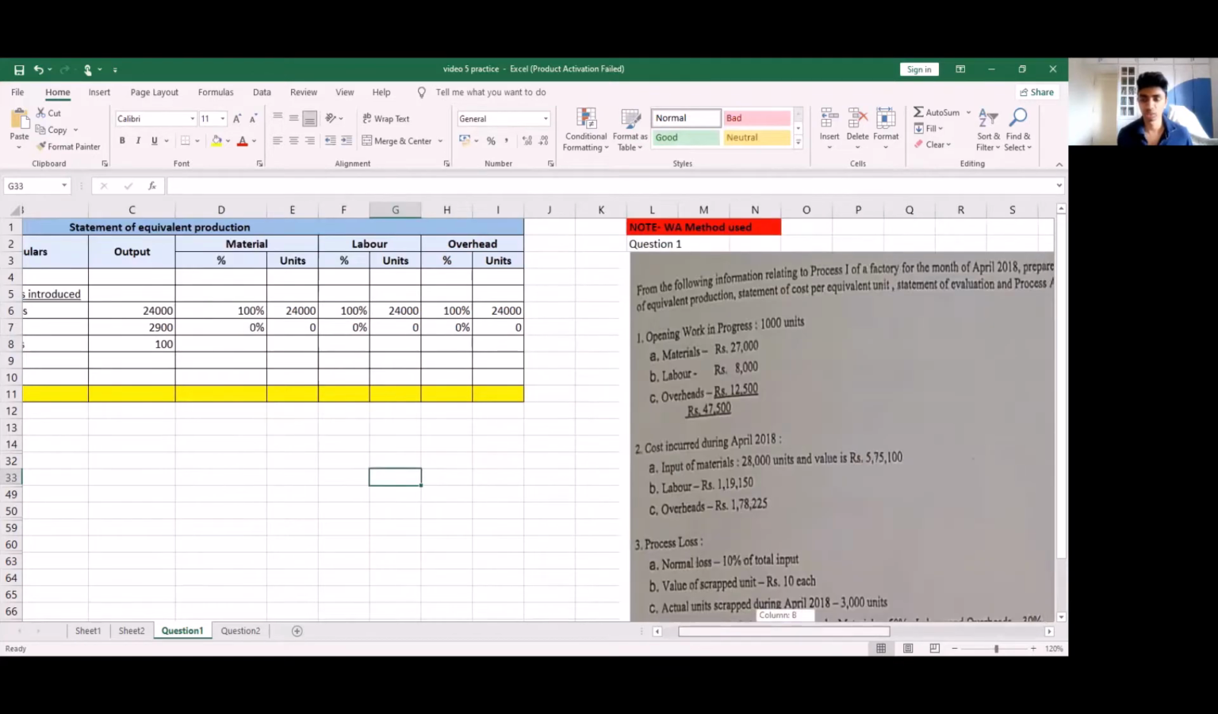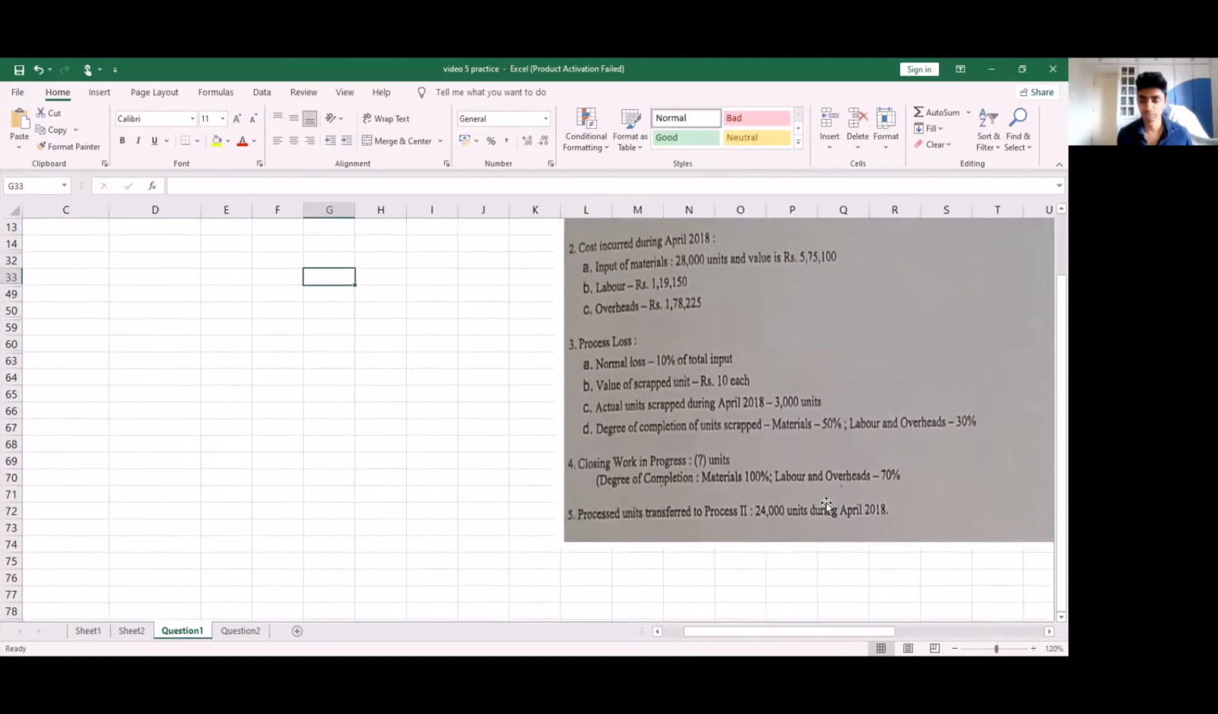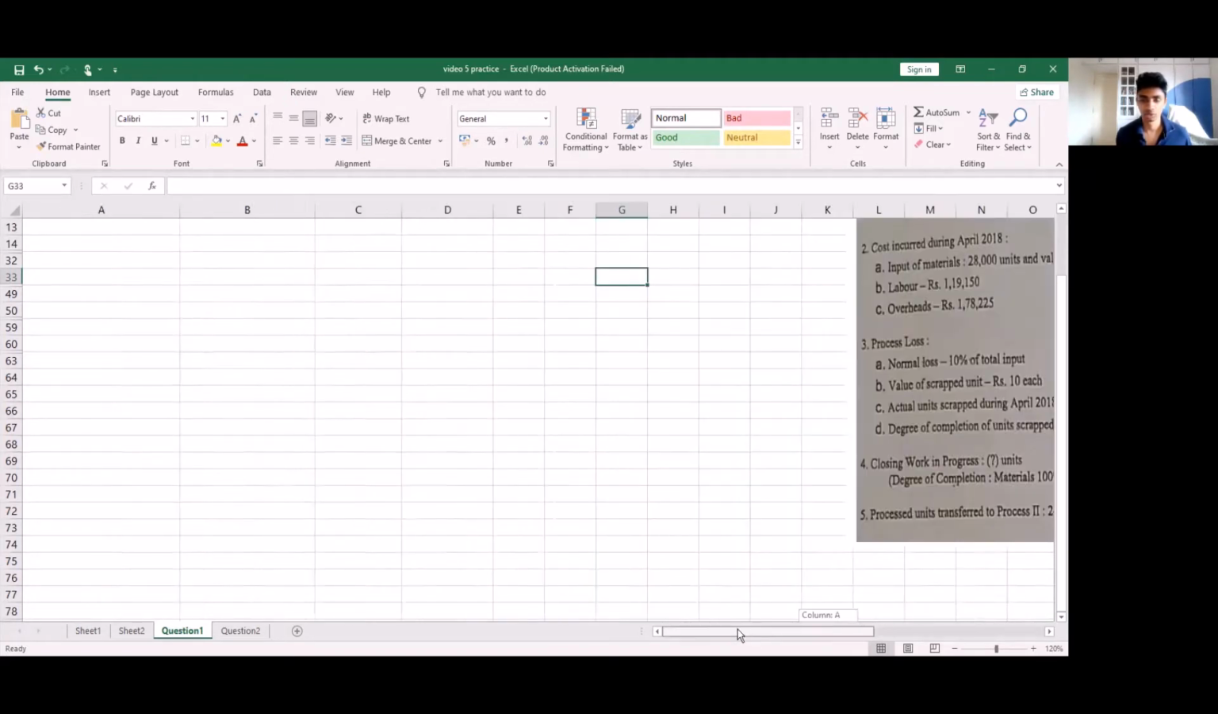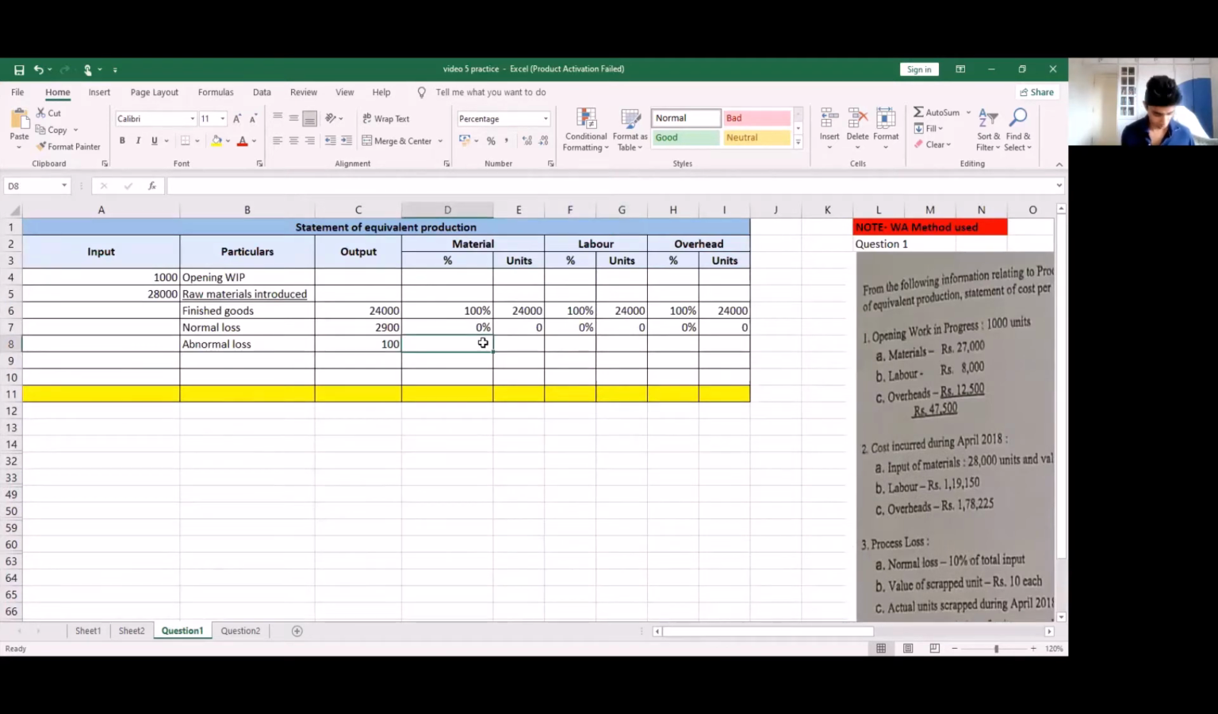Once this is done, let's see how much work is completed for our units scrapped. Materials 50%, labor and overheads 30%. So we write 50%, 30%, and 30%. So 50% of 100 is going to be 50, 30% of 100 is 30, and another 30% of 100 will be 30.